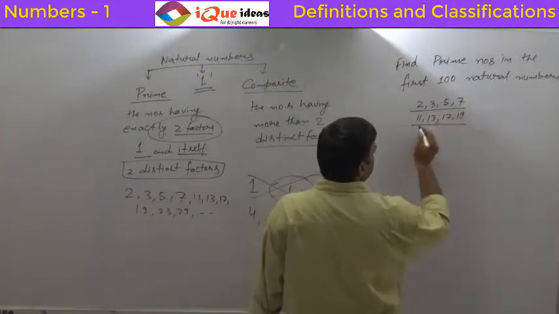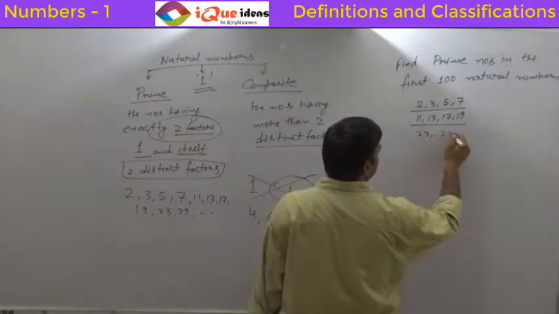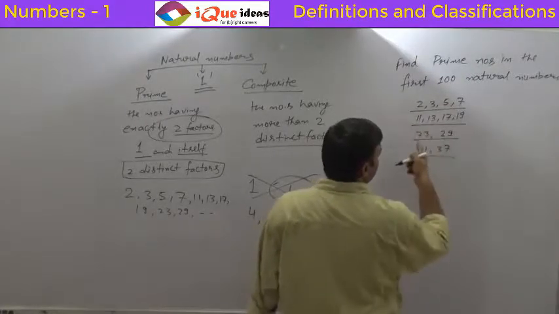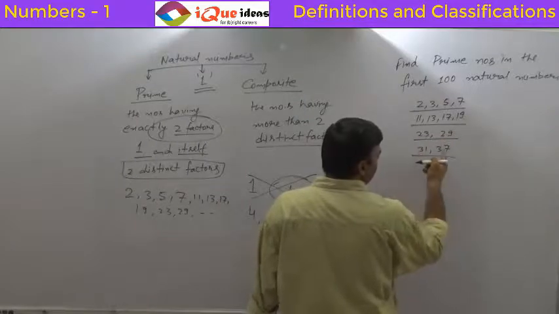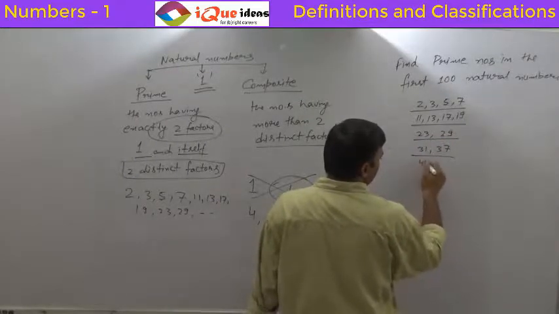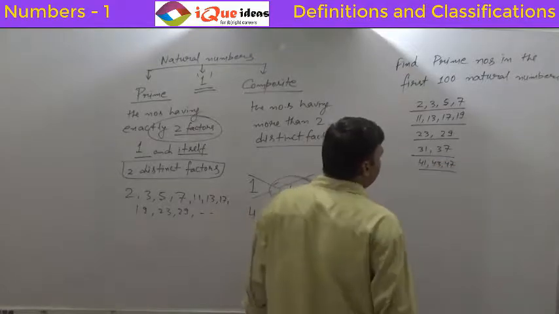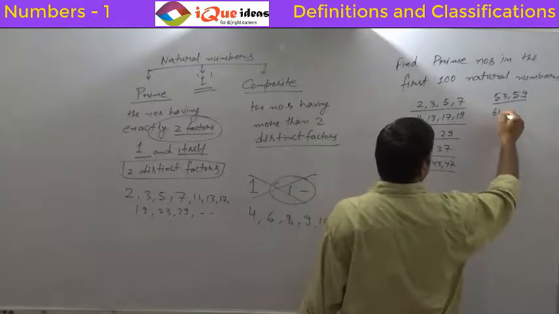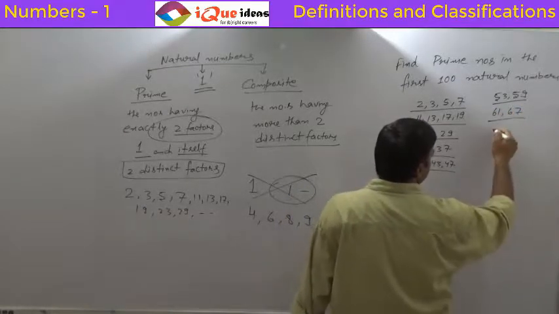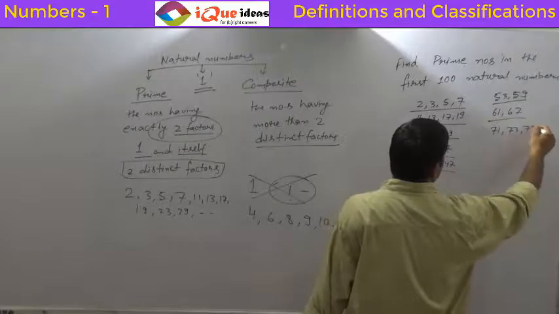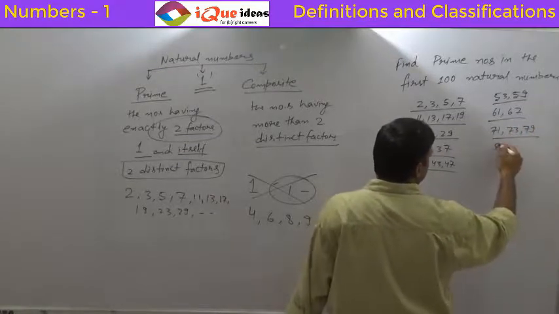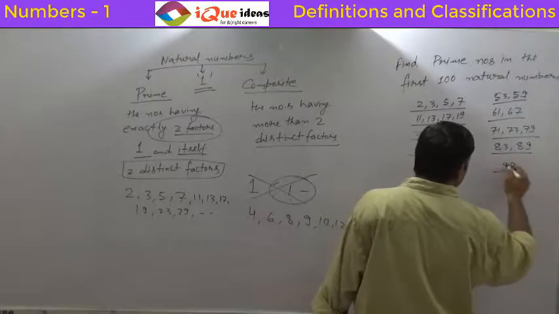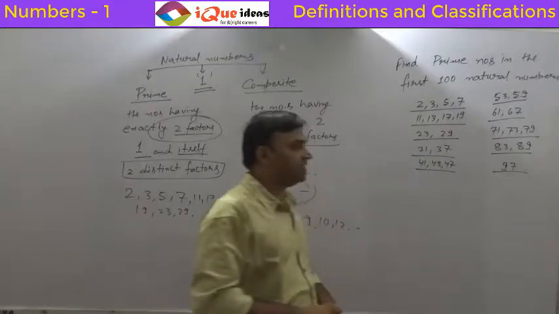Okay. So 2, 3, 5, 7, 11, 13, 17, 19, 23, 29, 31, 37. So 1 to 10, 11 to 20, 21 to 30, 31 to 40, then 41 to 50: 41, 43, 47. Then 51 to 60: 53, 59. Then 61 to 70: 61, 67. Then 71 to 80: 71, 73, 79. Then 81 to 90: 83 and 89. And very interestingly, from 91 to 100 there is only one prime number, and that is 97.